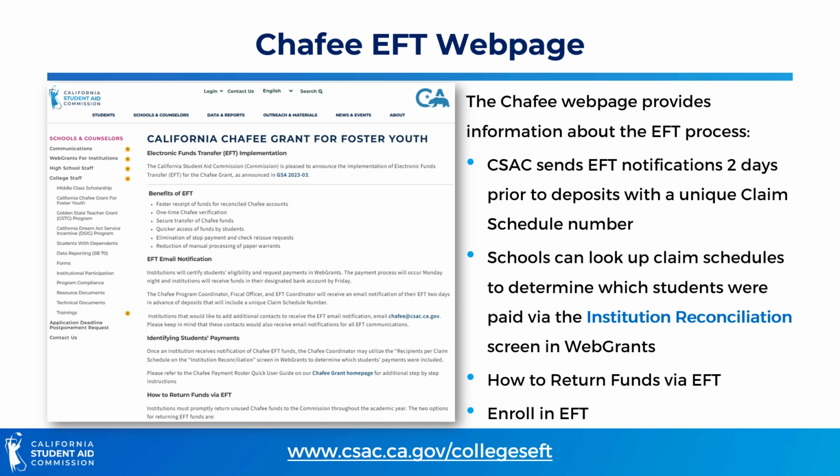Our Chafee webpage provides information about the EFT process, such as the following. CSAC sends EFT notifications 2 days prior to deposits with a unique claim schedule number. Schools can look up claim schedules to determine which students were paid via the institution reconciliation screen in WebGrants. Schools can also search how to return funds via EFT, and then finally enroll in EFT.